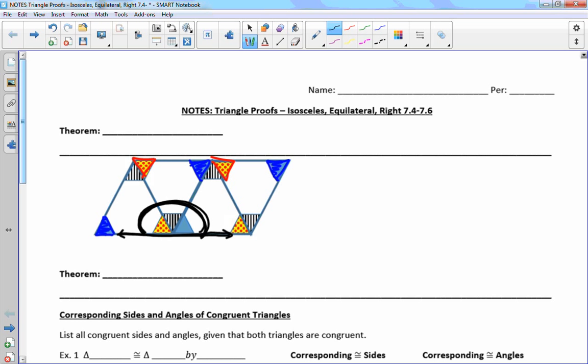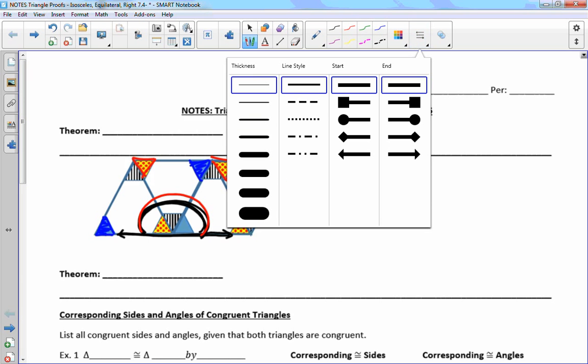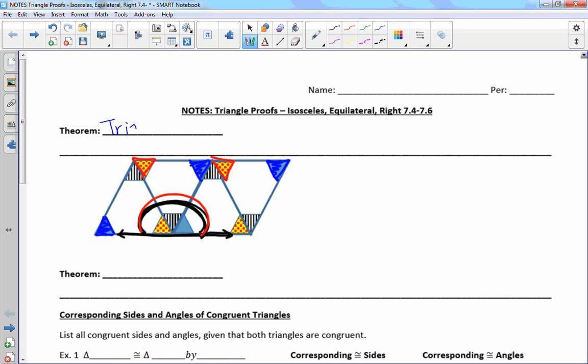That might be information you already know from elementary geometry, but here we proved it visually, geometrically, with a tessellation. So that's the first theorem. It's called the triangle angle sum theorem.